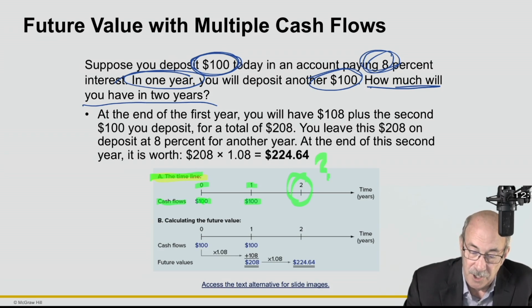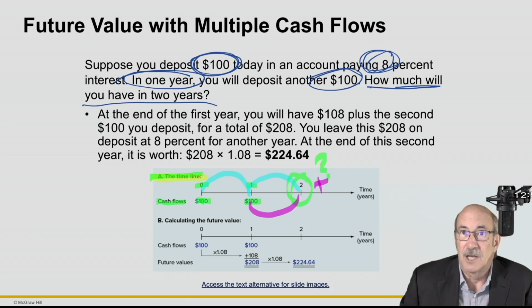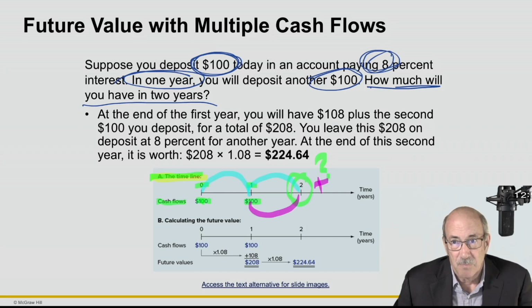So we're going to be moving this first cash flow 2 years into the future. And then we're going to be moving the second cash flow just 1 period into the future. And we're going to add those together. And that's going to give us the future value of those two cash flows earning 8% per year.